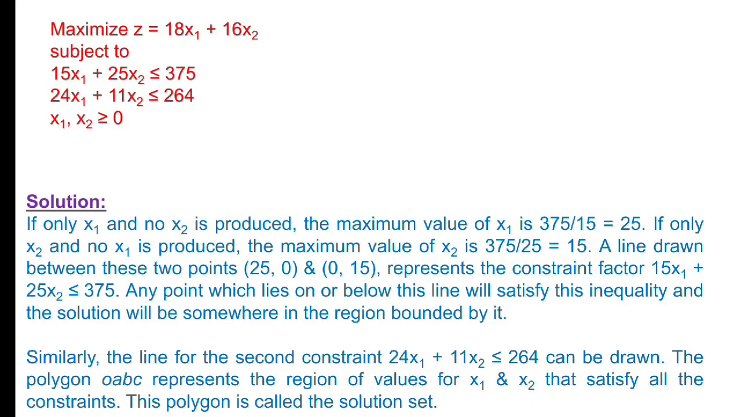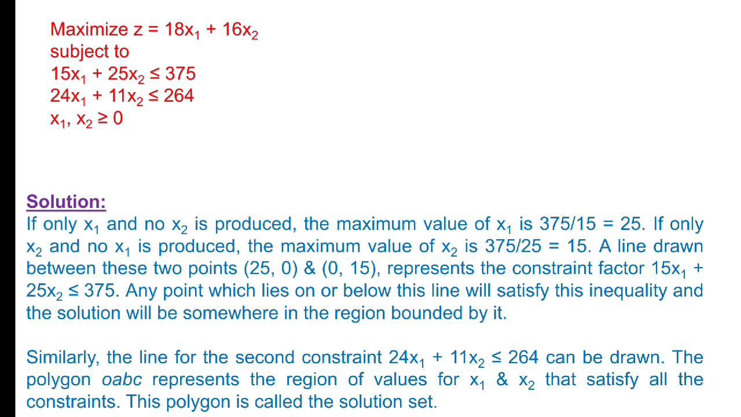Here is another problem we are going to see. Maximize z equal to 18x1 plus 16x2 subject to the constraints 15x1 plus 25x2 less than or equal to 375. Next constraint: 24x1 plus 11x2 less than or equal to 264. If only x1 is produced and no x2, the maximum value of x1 is 375 divided by 15. You will get 25 on solving that.